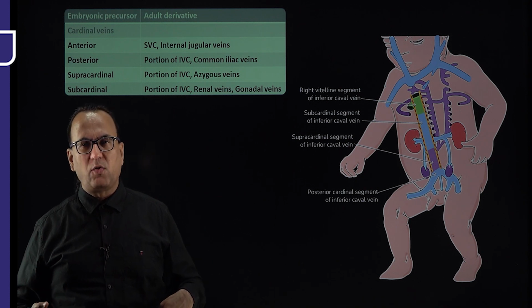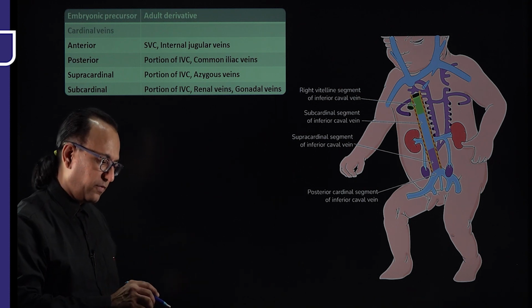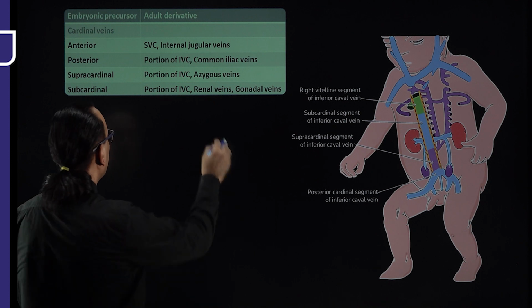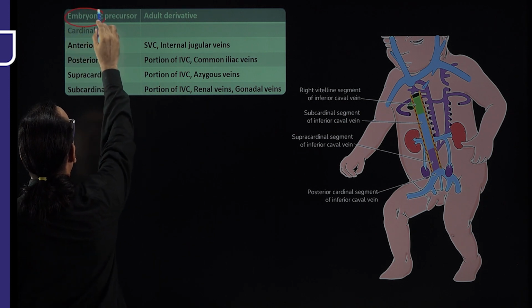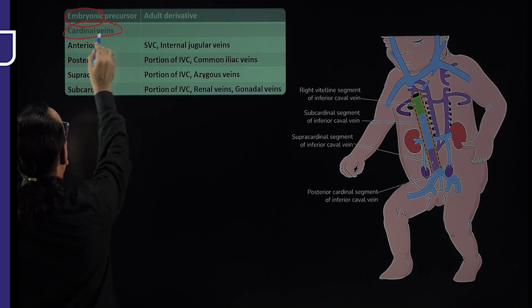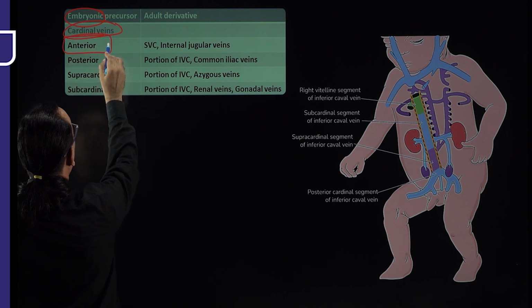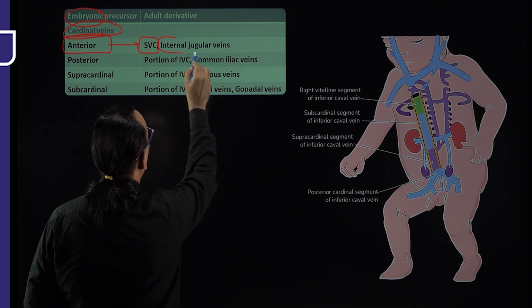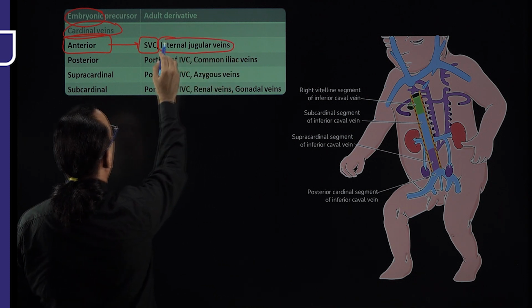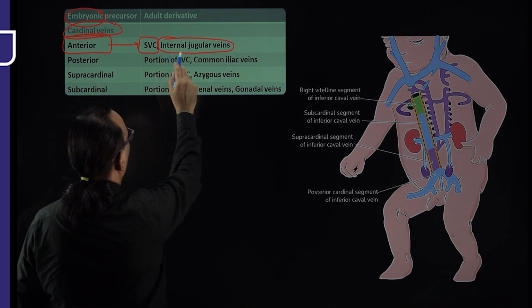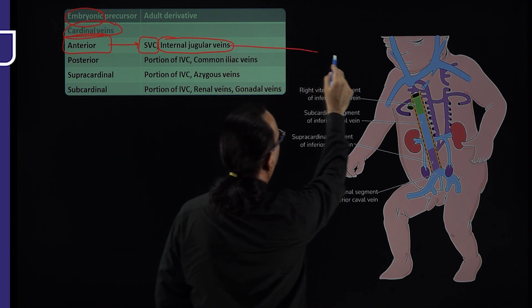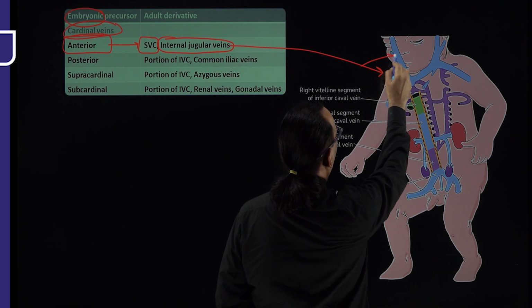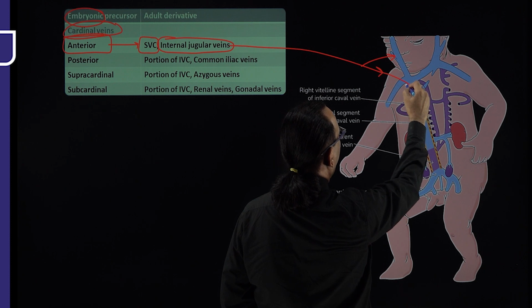But quickly we can look at the formation of the superior vena cava as well. We already have mentioned that in the embryonic stage there were some cardinal veins. One of them was the anterior cardinal vein. The anterior cardinal vein was contributing to the superior vena cava. But along with that, it is also contributing to the internal jugular vein, the body above the diaphragm. So you can see the details are given here. These are the internal jugular veins, and then this is the superior vena cava.